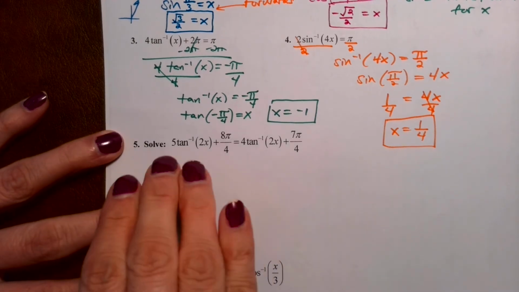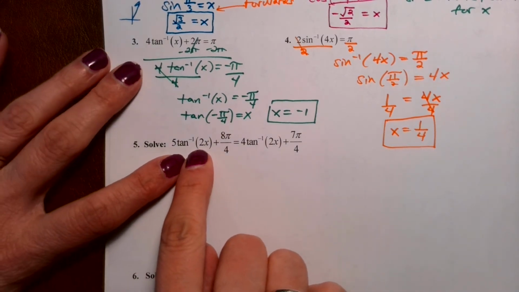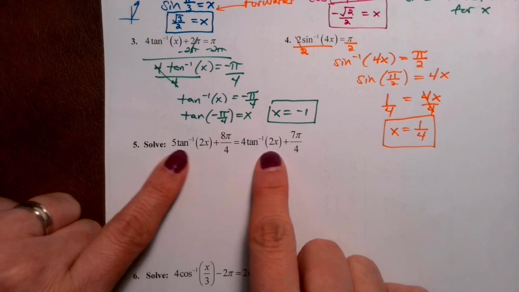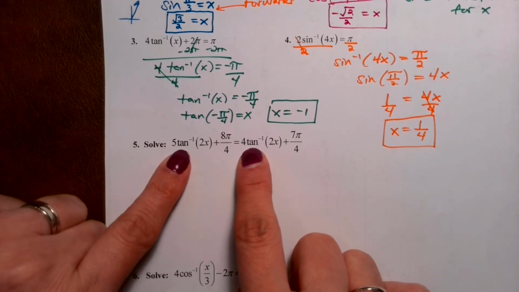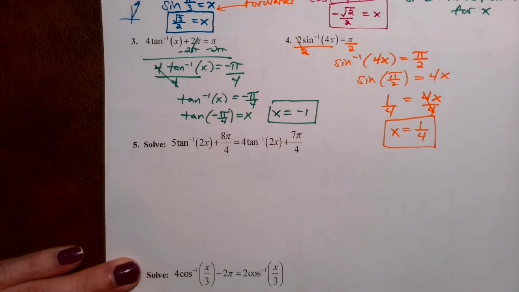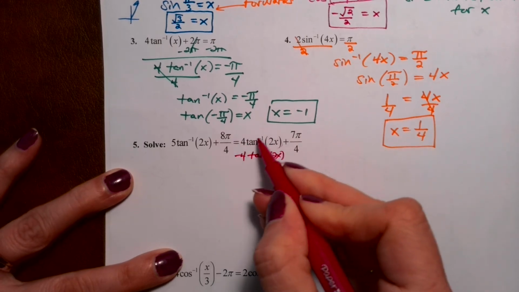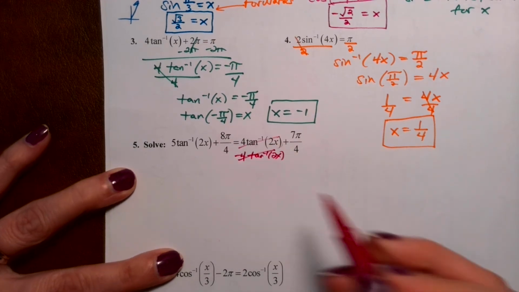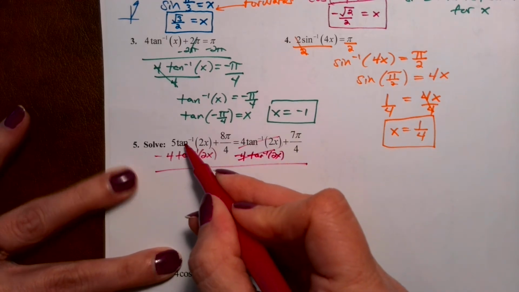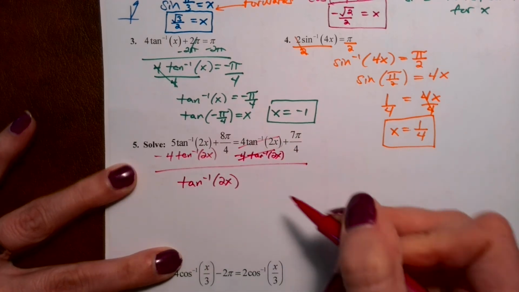They might look scary, but notice here there's a lot of like terms. Okay, this is tan inverse of 2x, and this is tan inverse of 2x. You could only combine these if they were like terms, and they are. They're the same trig function inverse of the same thing. Okay, they got to be like. So what I'm going to do here on both sides, I'm going to subtract 4 tan inverse of 2x. I'm going to subtract that from the right, and I'm going to subtract that from the left. Okay, so 5 minus 4 gives us 1 tan inverse of 2x.